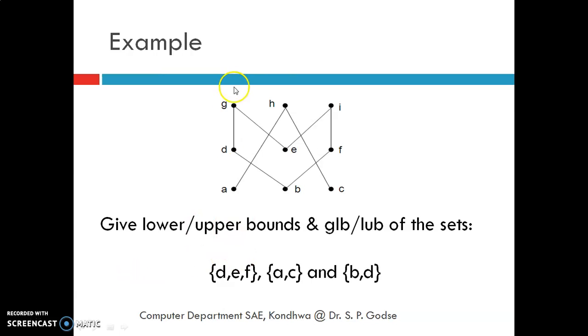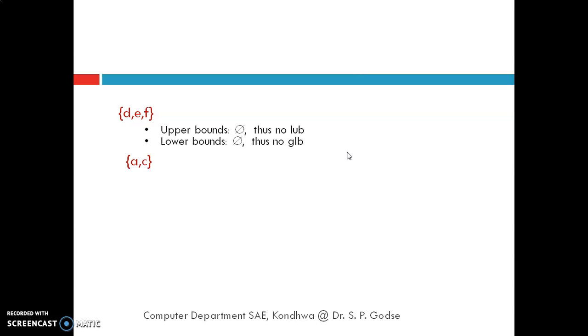in the same way, upper bounds for this. G is connected with D and E, so we can declare it as an upper bound of G, D and E, but it is not collectively the upper bound of DEF. In the same way, I is not connected with DEF, so it is not an upper bound of all these three vertices. So there is no upper bound. So as upper bound is 5, thus there is no least upper bound.